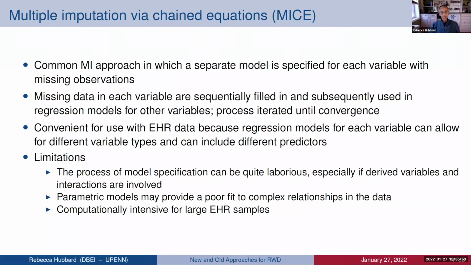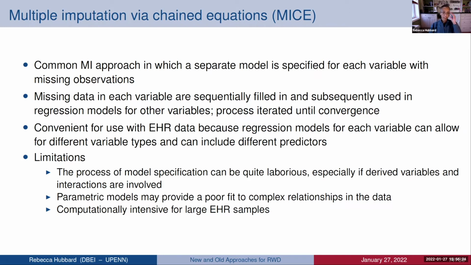It allows us to specify a separate regression model for each variable in the model. So this is pretty flexible if we have variables that are of different types. So we have some biomarkers that are continuous. We have a lot of binary variables in the data set in the form of diagnosis codes, for instance. And we can customize each model to include just the relevant predictors, if we'd like, for each variable that has missingness.